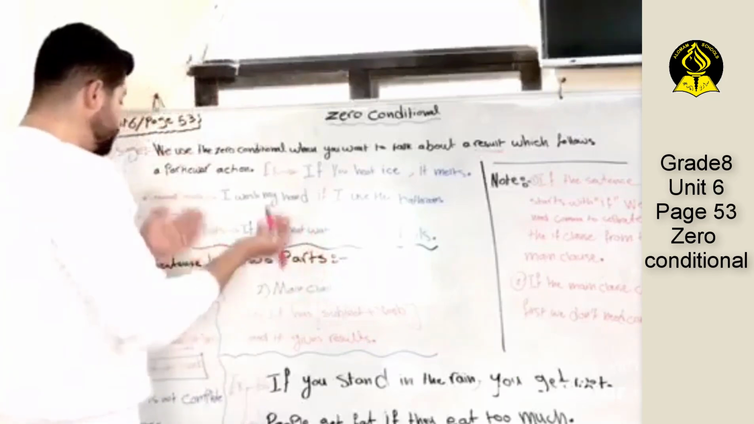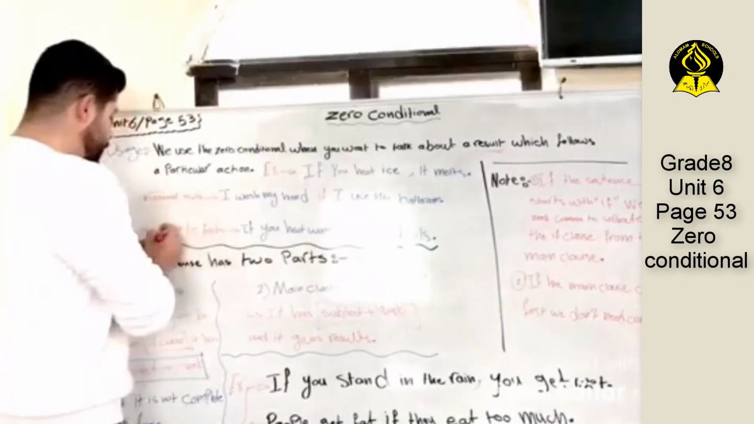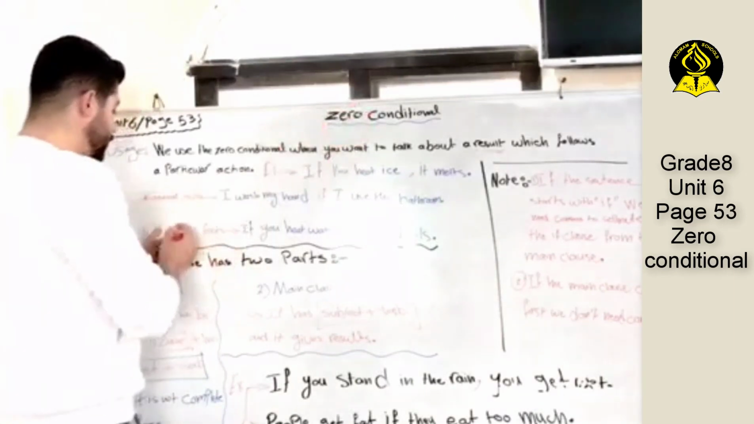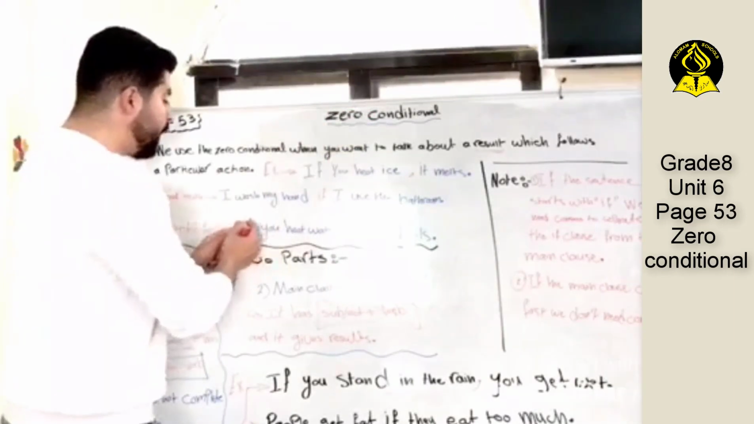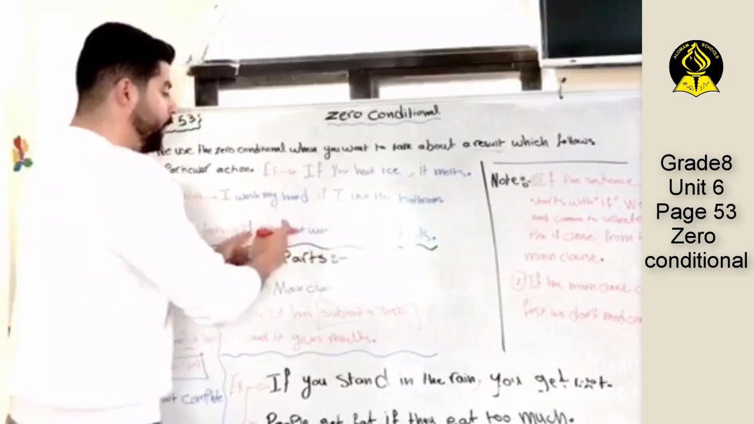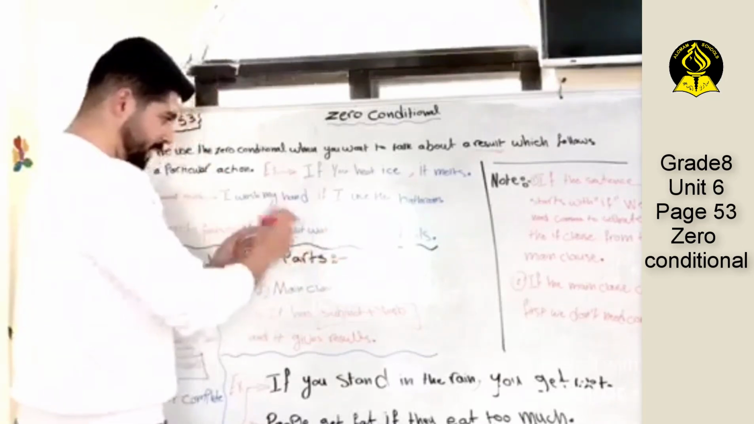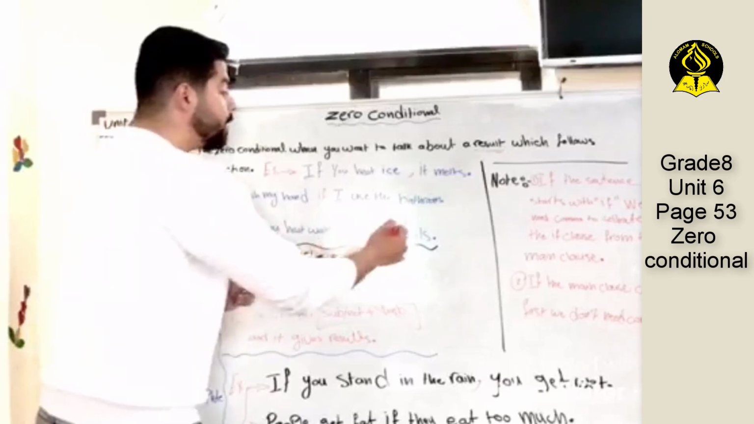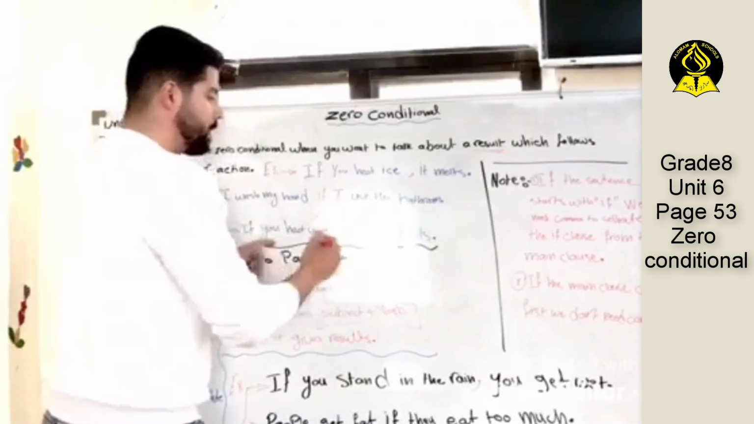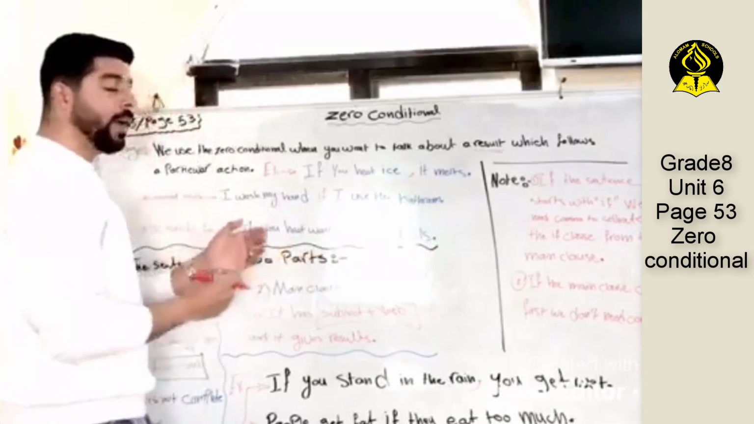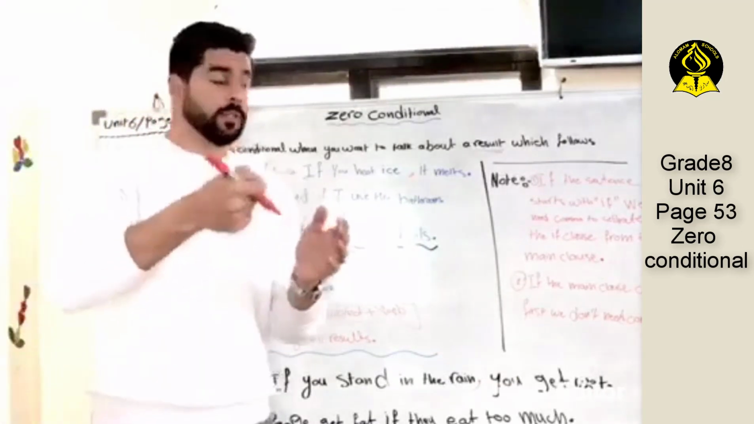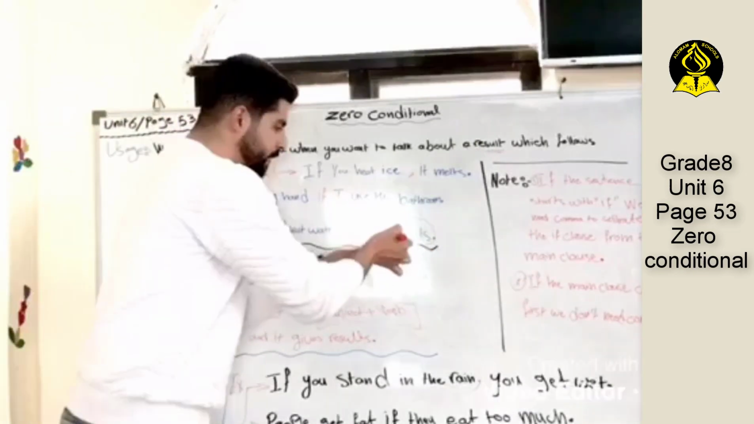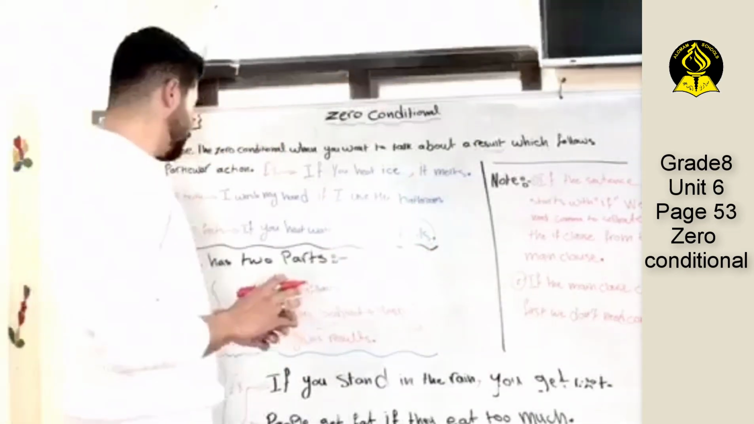Another usage here, scientific facts. We use zero conditional with scientific facts. For example, if you heat water to 100 Celsius, it boils. So, what is the result if I heat the water to 100 Celsius? It boils. Okay, thank you very much.